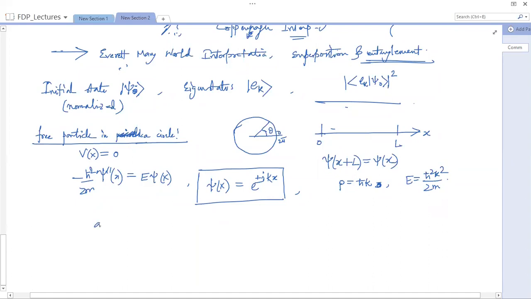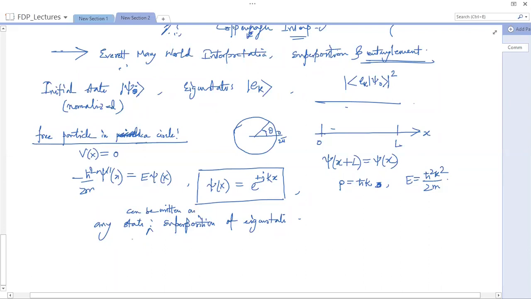Now any state can be written as a superposition of eigenstates.